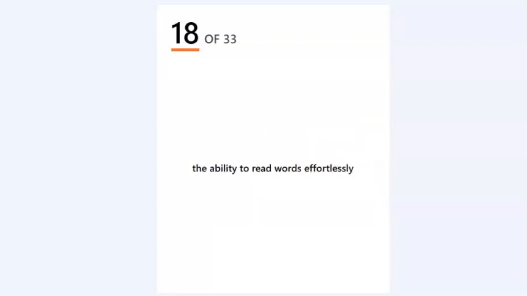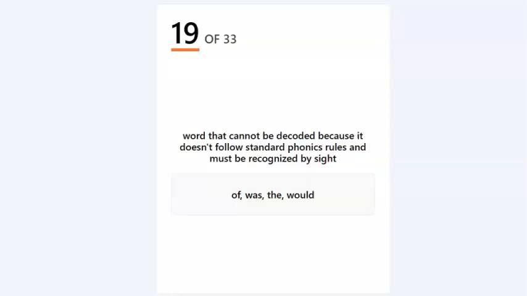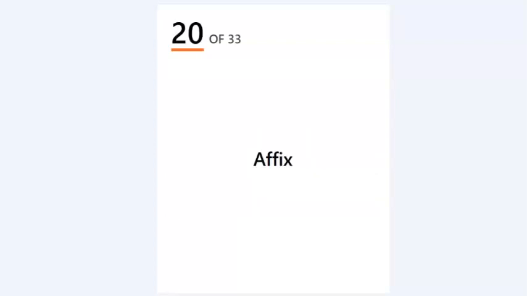Automaticity. The ability to read words effortlessly. Sight word. Words that cannot be decoded because they don't follow standard phonics rules and must be recognized by sight. Of, was, the, would.